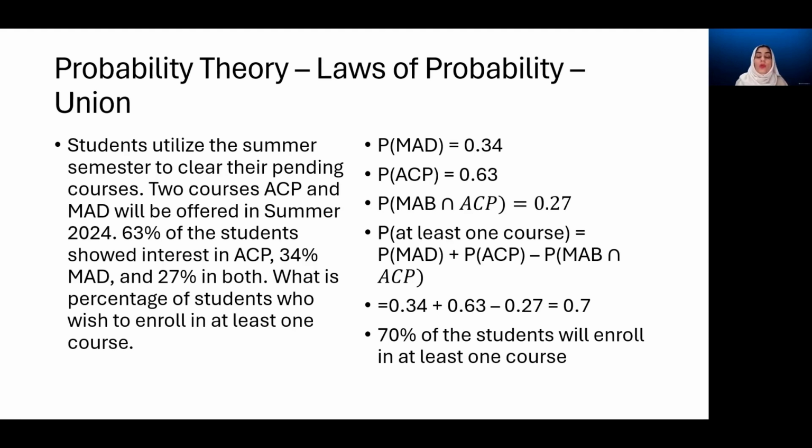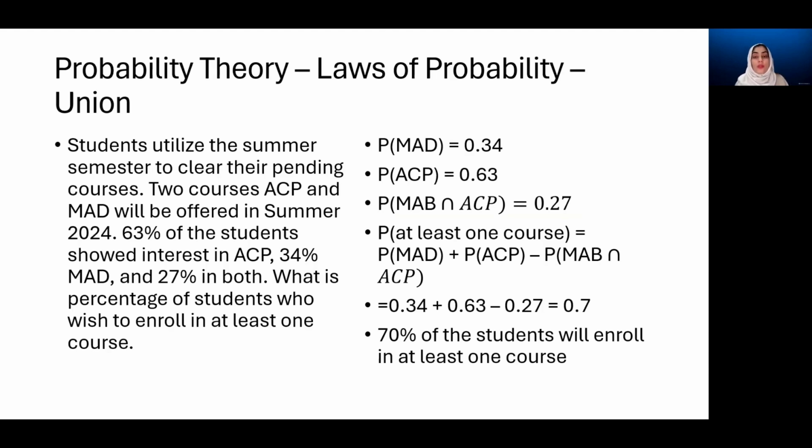So from the data given, we know that probability of Math is 0.34, probability of ACP is 0.63. And by the way, the percentages give the probability. These are the proportion of the whole from the 100%, which are equivalent to the probabilities of these events. Probability of ACP is 0.63. Now we need to find out the probability of the proportion of the students enrolling in at least one of them.